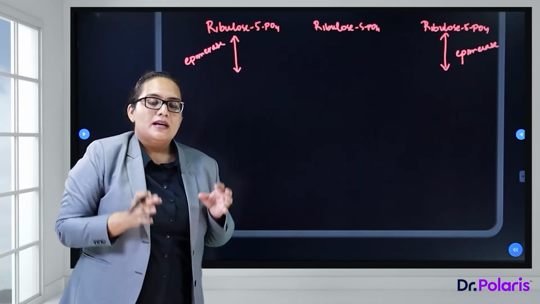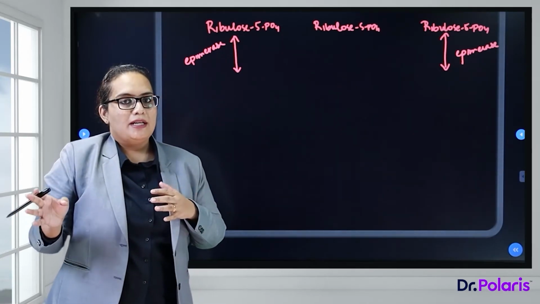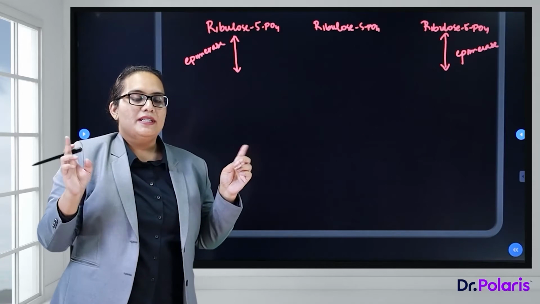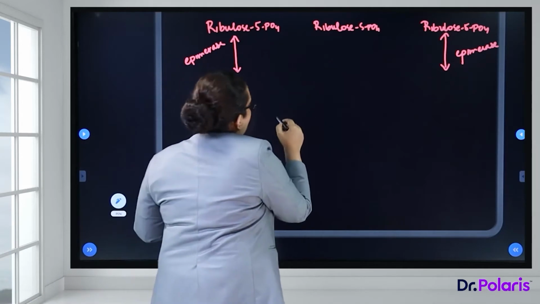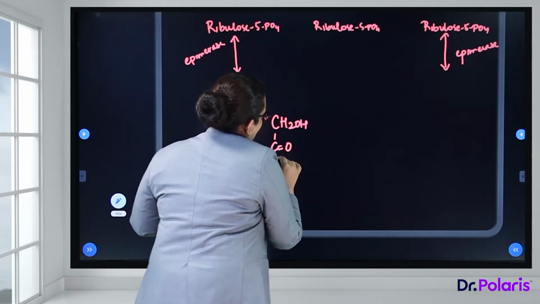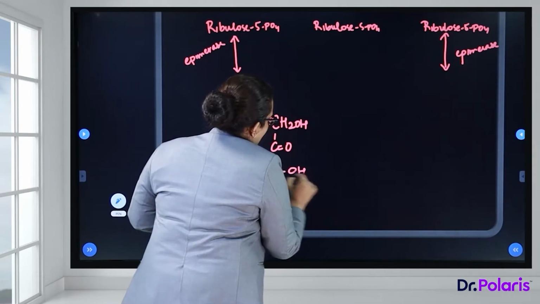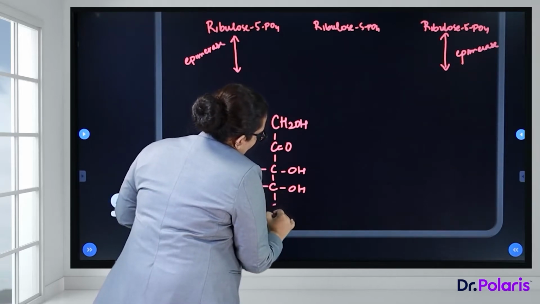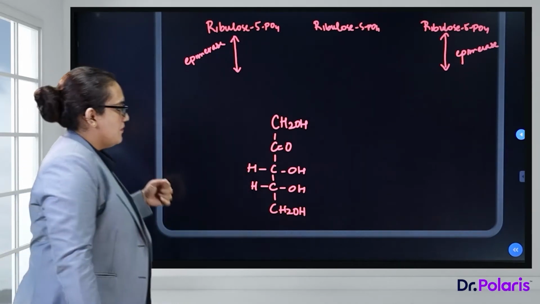Epimers are substances which differ with respect to a single carbon atom other than the penultimate carbon atom, with respect to the arrangement of the hydroxy and the hydrogen atoms attached to that carbon atom. So generally the structure of ribulose 5-phosphate is something like this. Ribulose 5-phosphate is a keto sugar, so you have a keto functional group present, and then you have something that looks like this. This is the last carbon atom, which is CH2OH. So this is the structure of ribulose 5-phosphate.